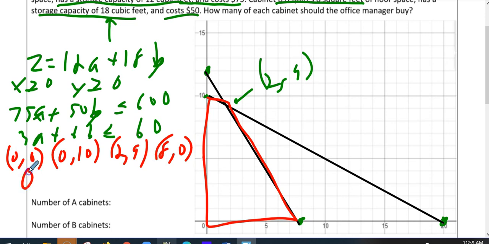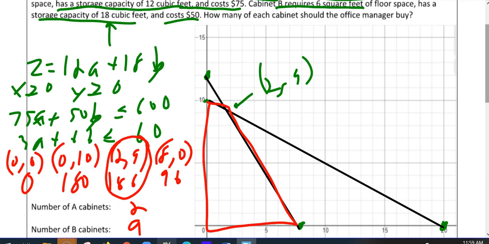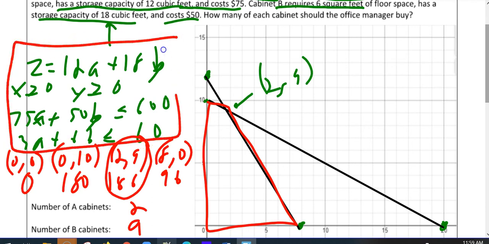Okay, so 0, 0 gives me 0. 0, 10 gives me 180. 8, 0 gives me 96. 2, 9 gives me 186. Here's my maximum. Remember, for the test, you are just going to have to do this, along with identifying your variables, which on this one is just A equals.